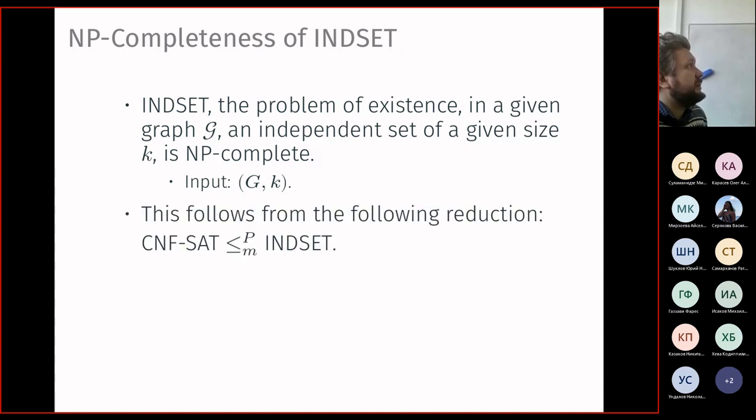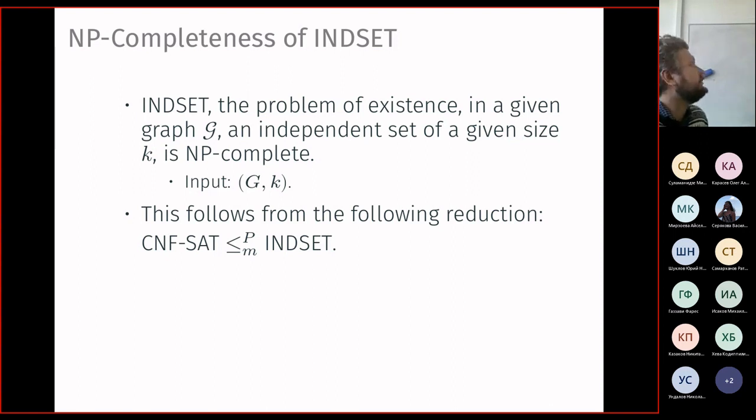And this is done by the following reduction. You take 3-CNF-SAT and reduce it to independent set. 3-CNF-SAT is known to be NP-hard, actually by Cook-Levin and Karp. Cook-Levin shows that satisfiability of Boolean formulae is NP-hard, and Karp's transformations show that the same holds for 3-CNFs, 3 conjunctive normal forms.